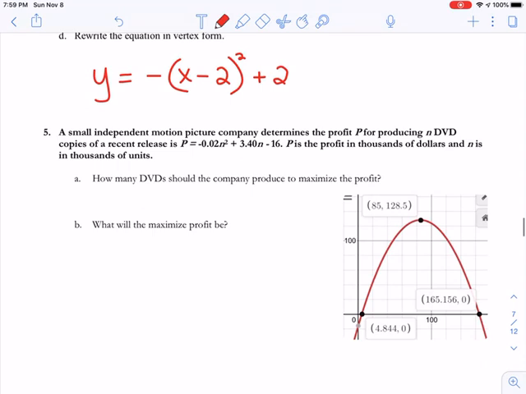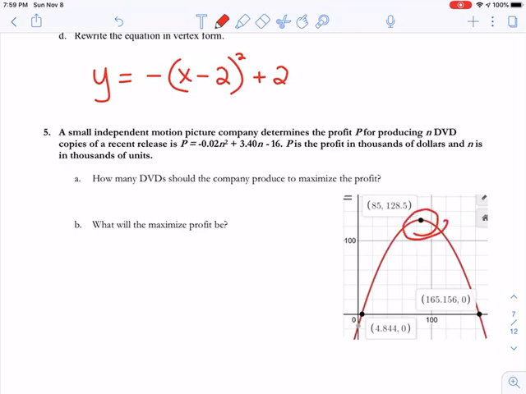A small independent motion picture company determines the profit for producing a certain number of DVD copies of a recent release with this function here. The profit is in thousands of dollars, and n is in thousands of units. So how many DVDs should the company produce to maximize their profit?